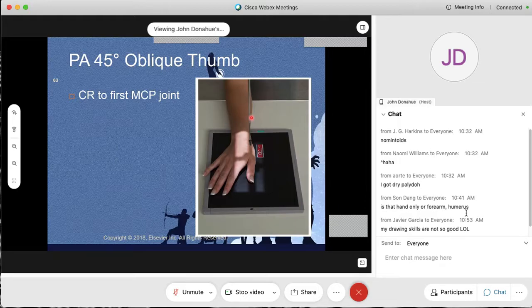The only thing you have to do is make sure you're centered to the MCP joint and central to your film. So put the hand flat on the cassette, move the thumb over so it's central to your cassette, and just make sure your central ray is right at that MCP joint. All you've got to do, very, very simple. The hand will naturally put the thumb in a 45-degree oblique, which we can see right here on this x-ray.